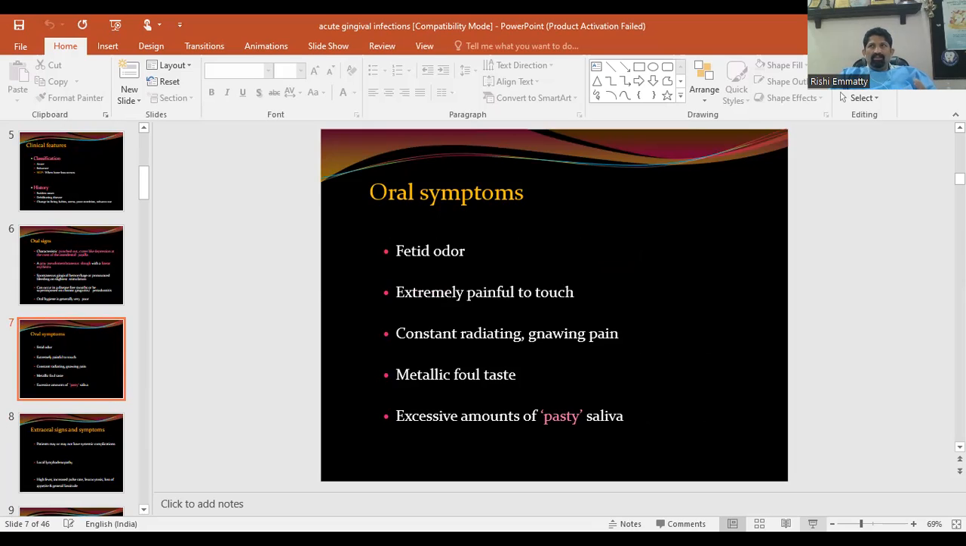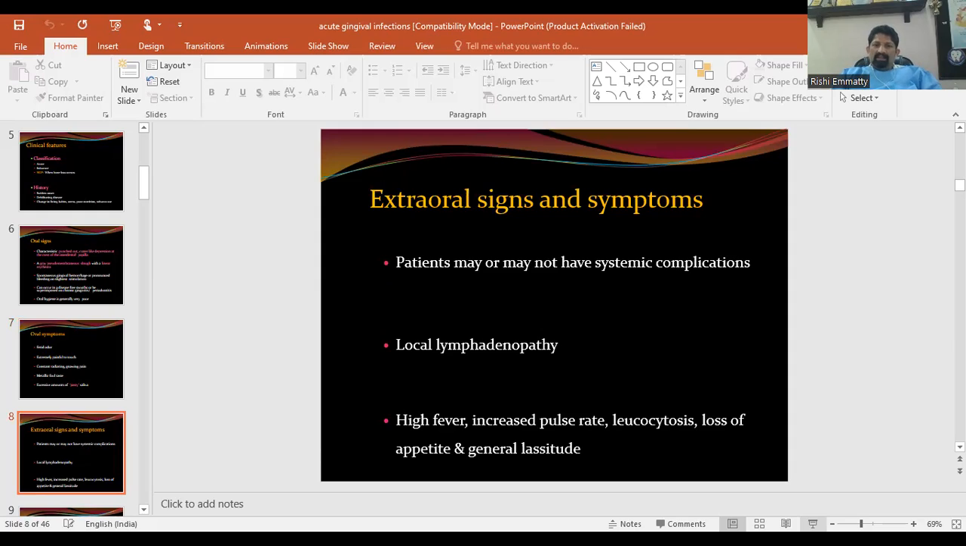Patient will be feeling very irritated and metallic foul taste will be seen. And they will be usually complaining of excessive amount of pasty saliva. The excessive amount, because they'll be telling us that the saliva will be of a pasty type, and even if they spit it out, the saliva will be like that. And the extraoral signs and symptoms, the patient may or may not have systemic complications.